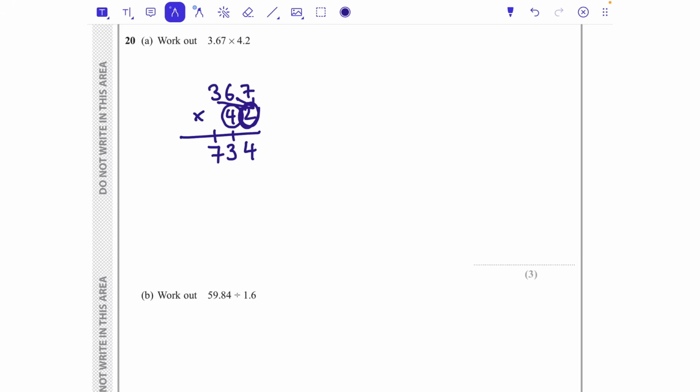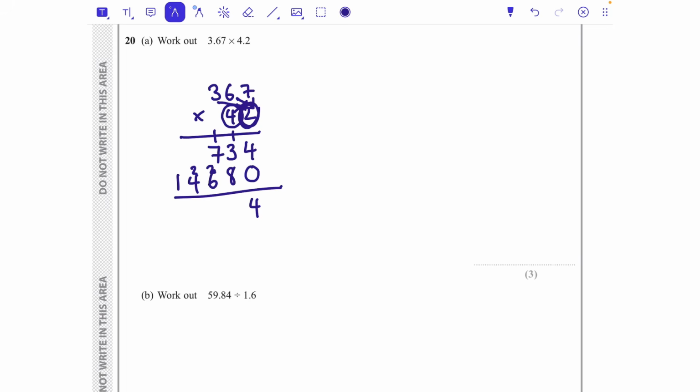And now we're moving over to the 4, but it's not really a 4, it's 40. So we need to put that 0 in like that. 4 times 7 is 28, so 8 carry the 2. 4 times 6 is 24, add the 2 is 26. And 4 times 3 is 12, add that 2 is 14. Adding that together, I've got 4.